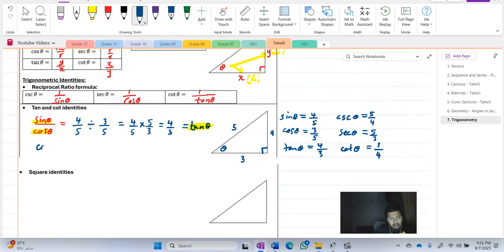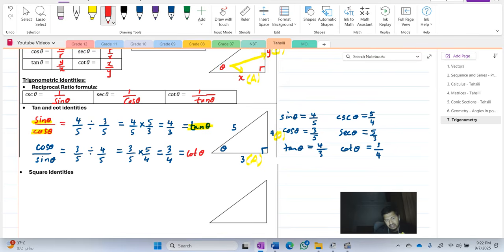Now let's look at what is cosine over sine theta. Cosine is 3 over 5, and we're going to divide it by sine theta, 4 over 5. So we have 3 over 5 times 5 over 4. So we get 3 over 4, and we can clearly see 3 over 4 is adjacent over opposite, and adjacent over opposite is cot theta. So what we have learned is that cos over sine is cot theta.